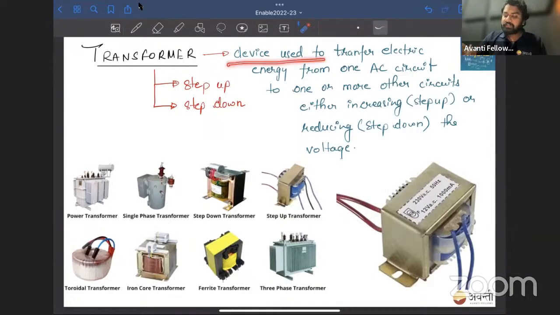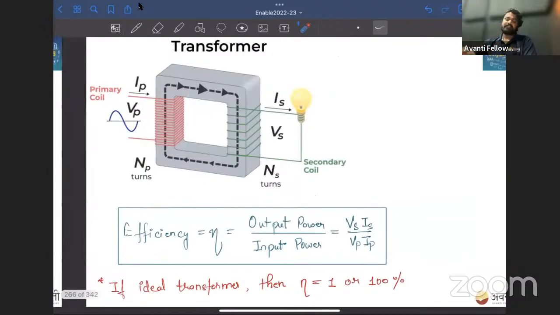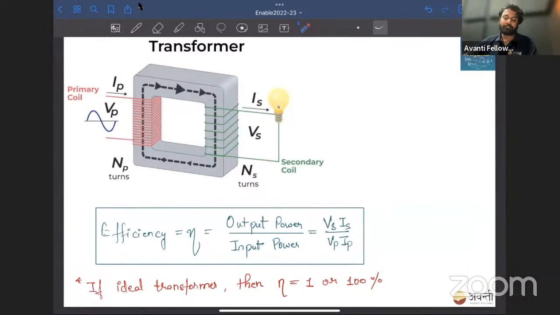So what is the statement written here? Device used to transfer electric energy from one AC circuit to one or more other circuits, either increasing or reducing the voltage. Okay, so here is the transformer diagram. There are two coils. One is called primary, one is called secondary. Which is the secondary coil? The coil which is connected to the load, bulb, AC, something. Primary coil is the supply voltage coil, from where the supply is coming.